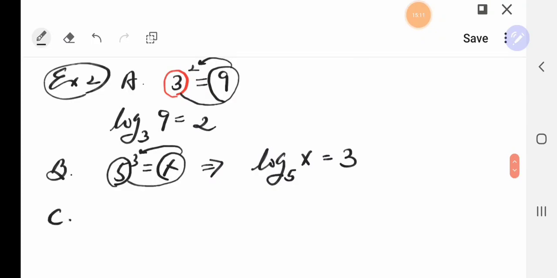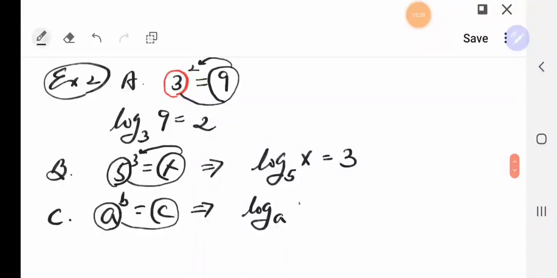Okay, let's keep trying. A to the bth power is equal to c. The base of this exponential form is a, so make sure the base of the logarithm is the same as a, and then the other side, c, will be inside the logarithm, and the result is the exponent b.